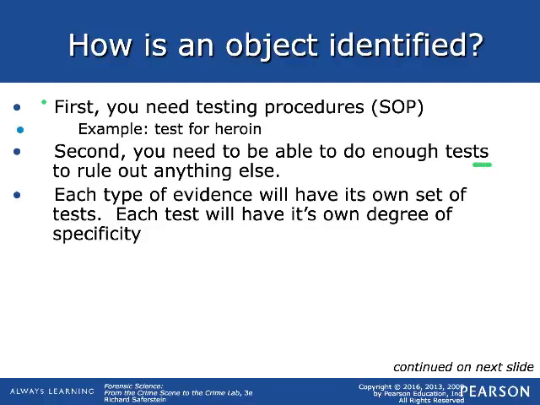Okay, now each type of evidence is going to have its own set of tests, and each set of tests will have its own degree of specificity. So there's going to be an SOP or an analytical chart that you're going to follow that says, okay, you've done enough tests. You can definitely say, without a doubt or with very limited doubt, that this is what it is.